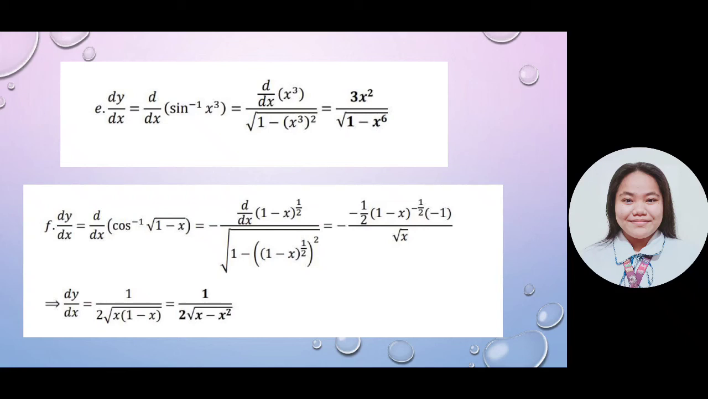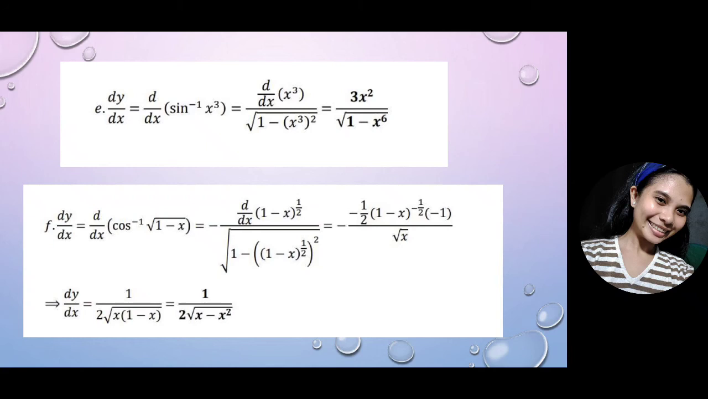Our numerator is 3x squared, and to find the denominator, we just multiply the exponent: 3 times 2 equals 6. So it will be square root of 1 minus x raised to 6. So the derivative of y equals sine raised to negative 1 of x cubed is 3x squared over square root of 1 minus x raised to 6.